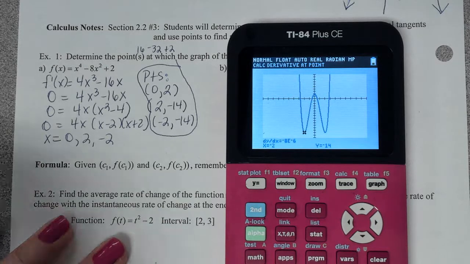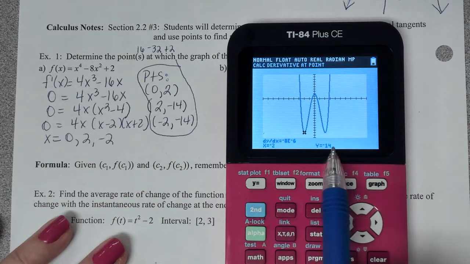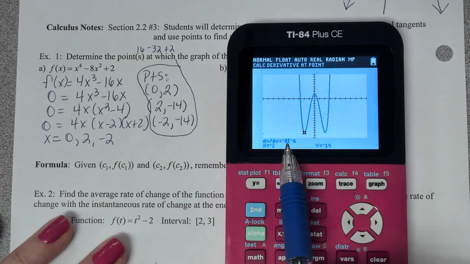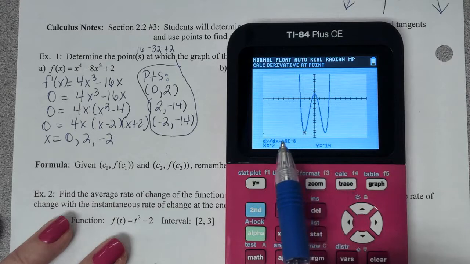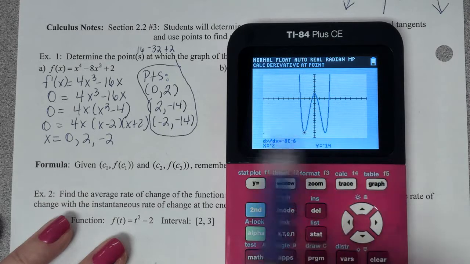And it tells me when x is negative 2, here's my point, and this is the slope. Well, this is negative 8 times 10 to the negative 6. That's scientific notation. So that's negative 0.000008. That's 0. That's a slope of 0. The calculator actually tries to measure the slope by using pixels, and it's not really as accurate as calculus is.